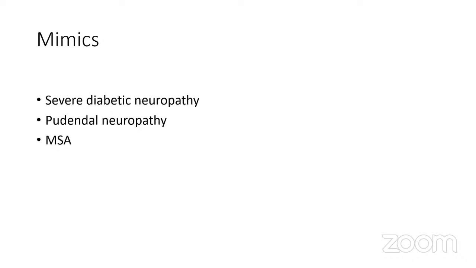Mimics. Severe diabetic neuropathy can sometimes mimic, as it can have bowel and bladder involvement and a flaccid, areflexic lower limb. Pudendal neuropathy, but then pudendal neuropathy will not involve the lower limbs. And sometimes even MSA, because we often have MSA patients who are elderly and have other comorbidities leading to a neuropathy. And then in them, when the bowel and bladder is involved, it could be a mimic at times.